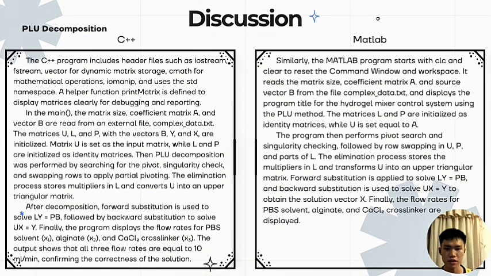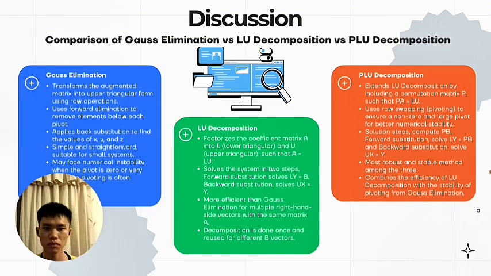To solve the system, the right-hand side vector is first permuted to obtain PB. Forward substitution is applied to solve Ly equals PB, followed by backward substitution to solve Ux equals Y. Finally, this approach combines the efficiency of LU decomposition with the stability of pivoting, resulting in an accurate and reliable solution. This slide compares the Gauss elimination, LU decomposition, and PLU decomposition methods.